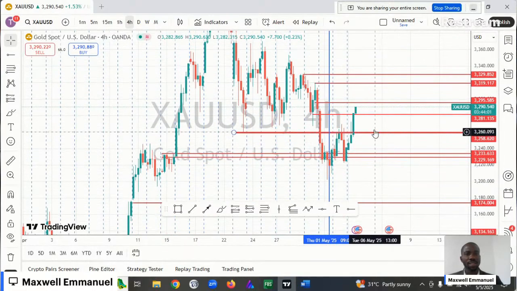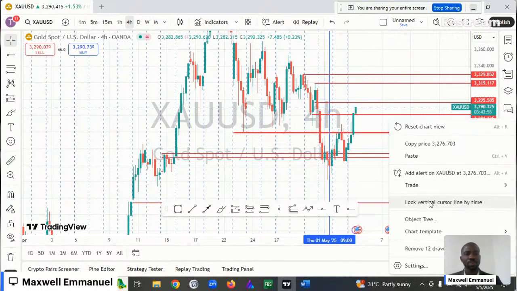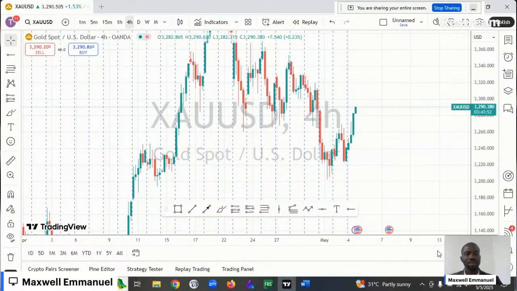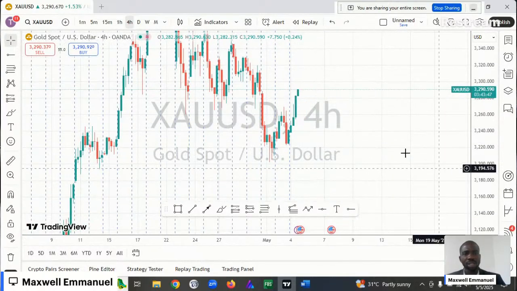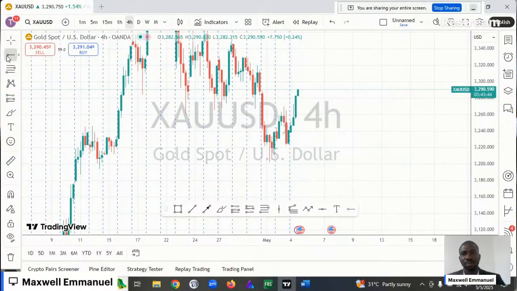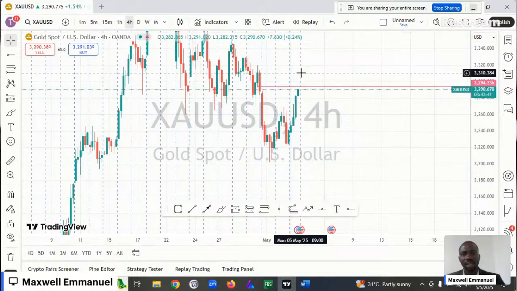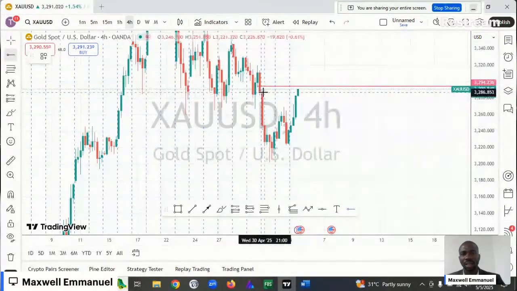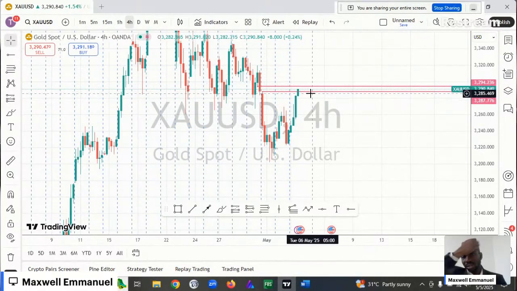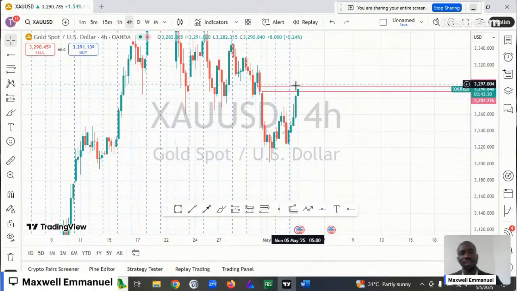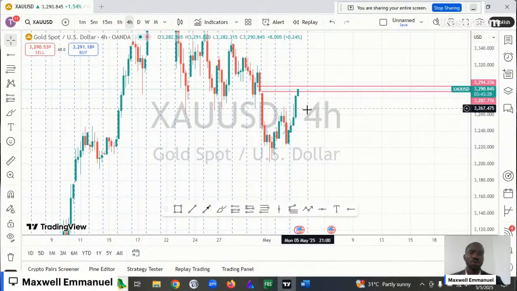I shared this with you guys yesterday. I told you my bias for gold is bearish, but I expect price to pull back to fill this gap it created, and you can see that is playing out in the market. I expect gold to sell, but I want to see it pull back to fill this fair value gap, and it is approaching. Yeah, see, price is inside this gap right now.